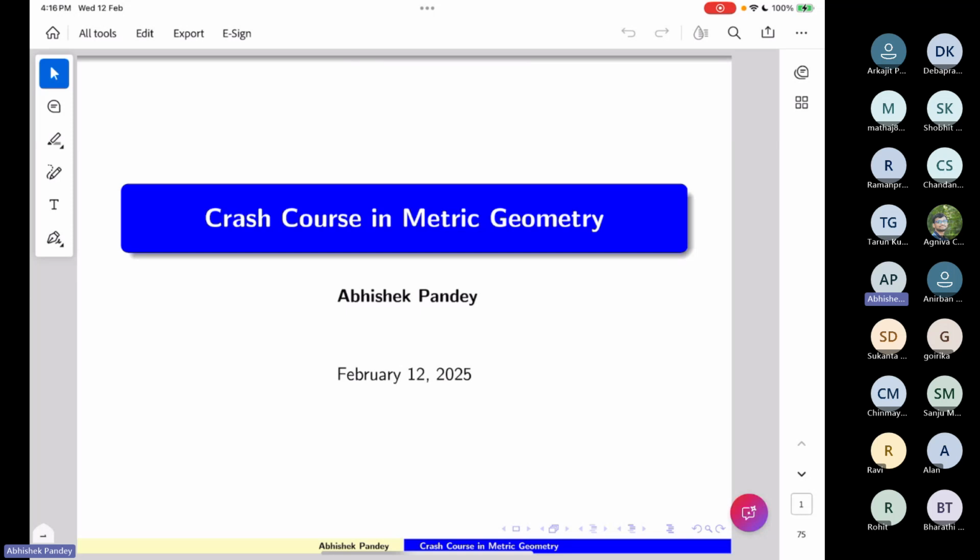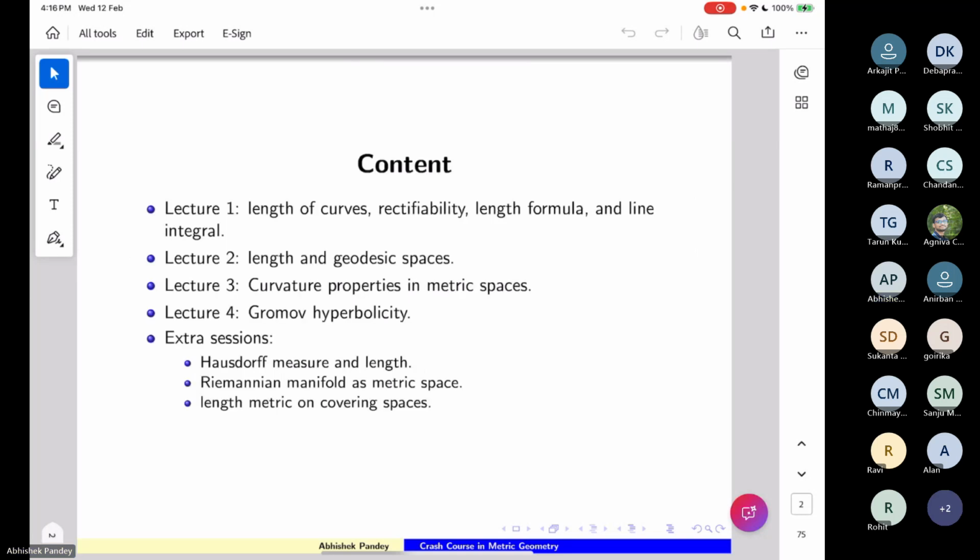We're going to start a crash course in metric geometry, and so the content of this course is this. We will have 4 lectures on these topics and 2 extra sessions on these topics: Hausdorff measure and length, Riemannian manifold as metric space, a length metric on covering spaces. Okay.